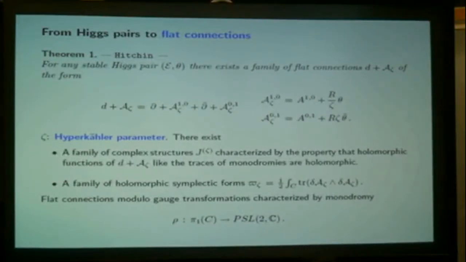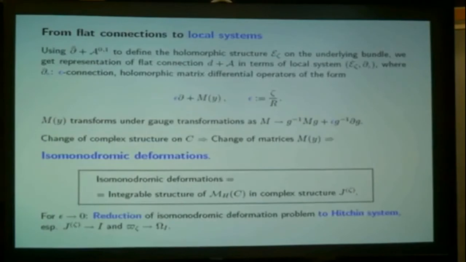Let's forget about epsilon to begin with. We don't need it for this consideration. We just have an ordinary connection. Okay, but what are you deforming when you talk about isomonodromic deformation? Well, we know what you keep fixed: that's not the connection. It's the monodromy. What do you deform?